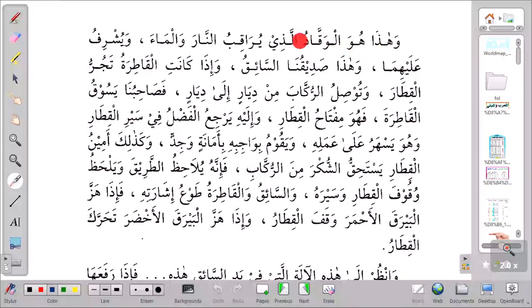So hadha huwa al-qawwad alladhi yuraqibu an-nar, the one who watches the fire. The verb here is raqaba yuraqibu. When we say raqaba yuraqibu, it means to watch over something. So that's why from it we have muraqib. Muraqib means a supervisor, who supervises something. I hope that is clear.